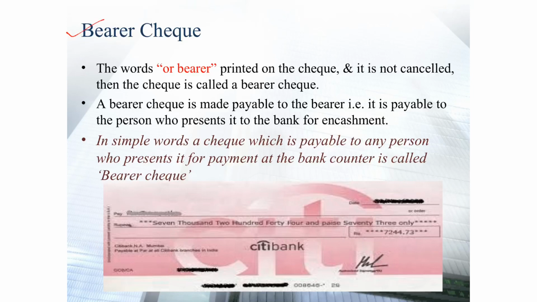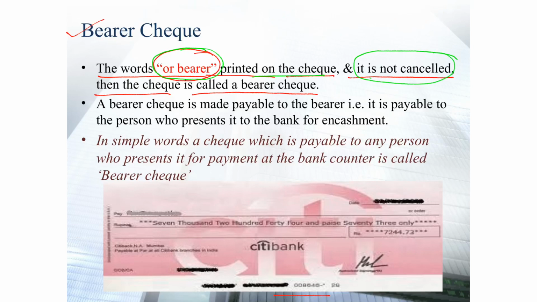bearer cheque. If the word 'or bearer' is printed on the cheque and it is not cancelled, then the cheque is called a bearer cheque. Here it is written 'or bearer'. Look at the picture, 'or bearer' is written here. Printed on the cheque means on the cheque it is written 'or bearer' and it is not cancelled, then the cheque is called a bearer cheque.